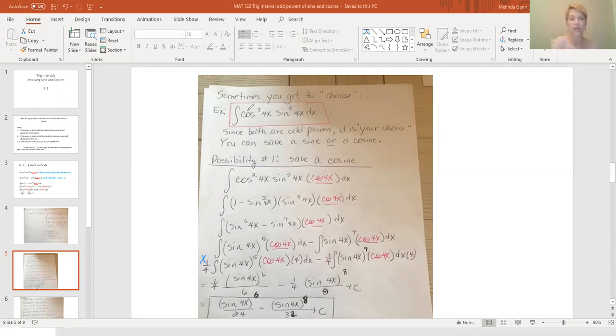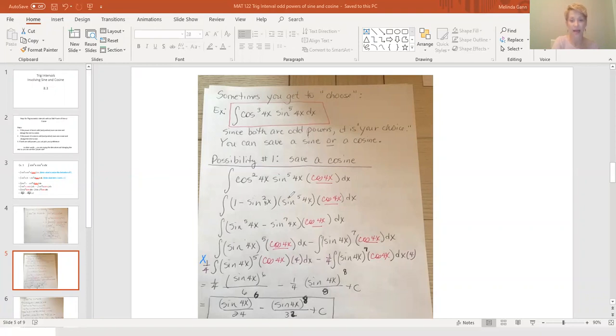All right, here's what I mean. Since 3 is smaller than 5, and both of them are odd, I'm going to save a cosine. Now, there were 3 of them, so if I save 1, that would leave me 2. Okay? Now, remember, if you save a cosine, everything else has to turn into sines. So that sine to the 5th just stays sine to the 5th, and then cosine squared would be 1 minus sine squared. Now remember, I'm going to save this, and I'm not going to touch it anymore. That's going to end up being the derivative of the inside for power rules later. So save the thing that you're saving, and then multiply everything else out.